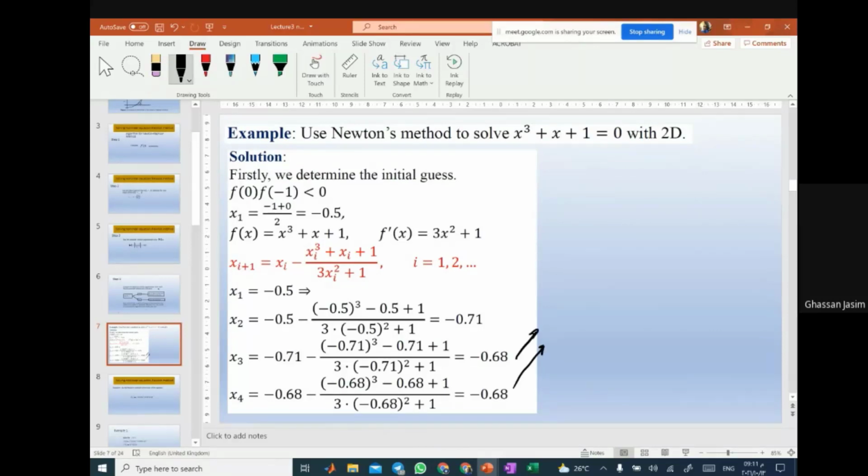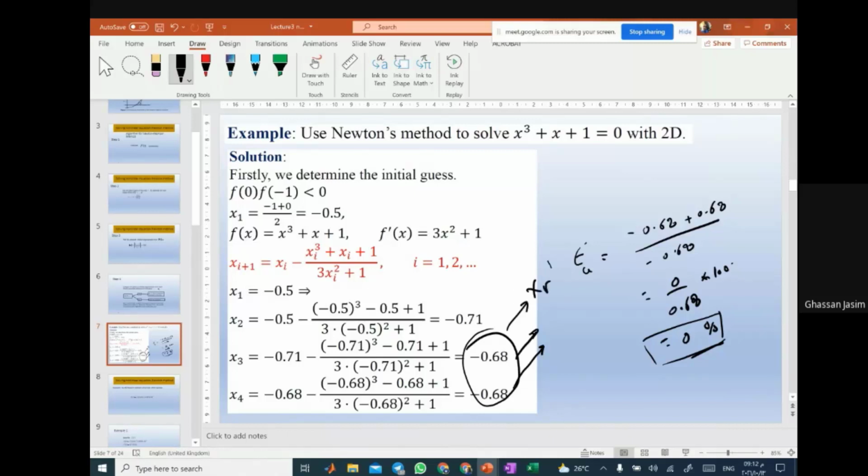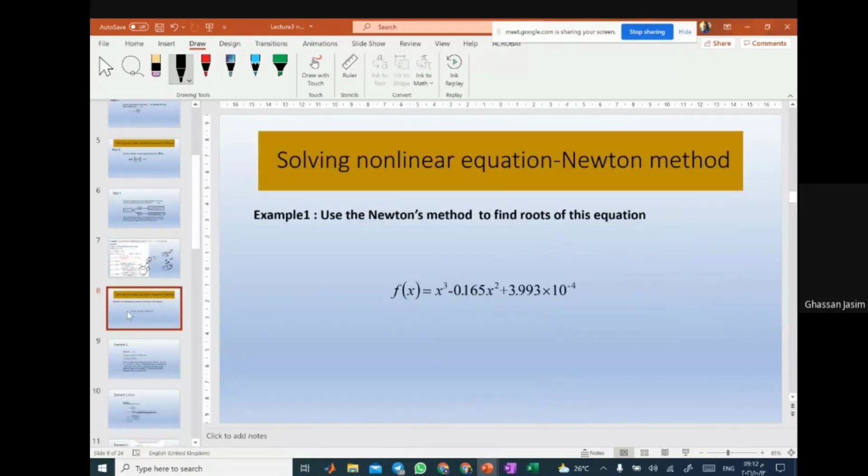If we say EA equals minus 0.68 plus 0.68 over minus 0.68, it will be 0 over 0.68 times 100. It will be 0%. That means we don't have any error. That means this is our required intersection point X. Okay?